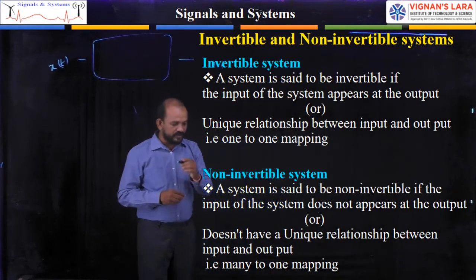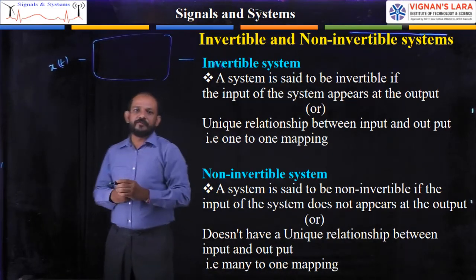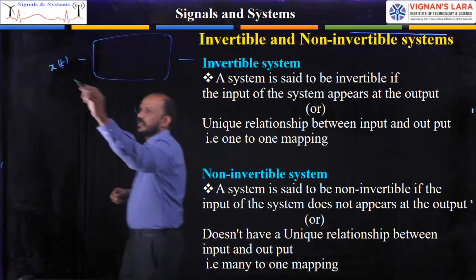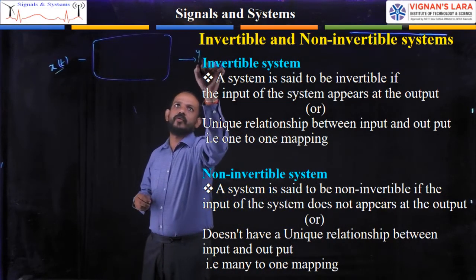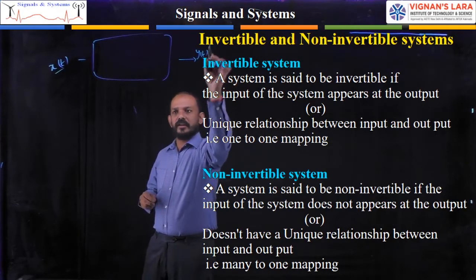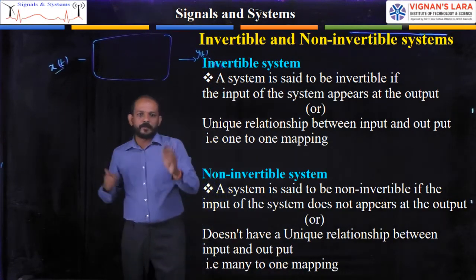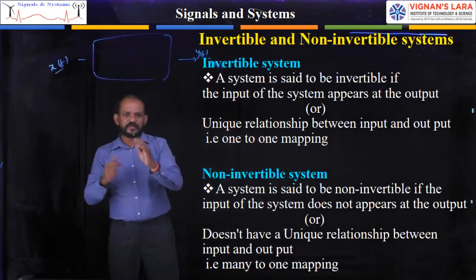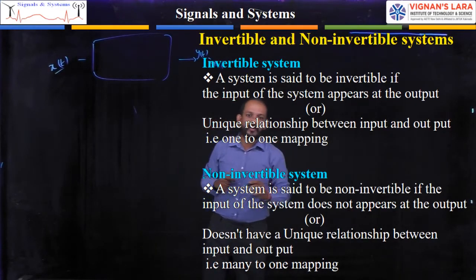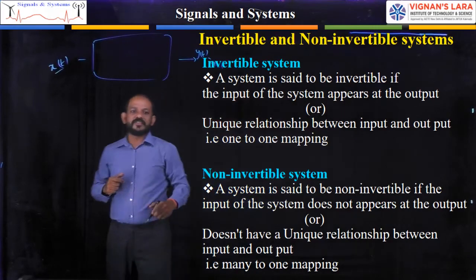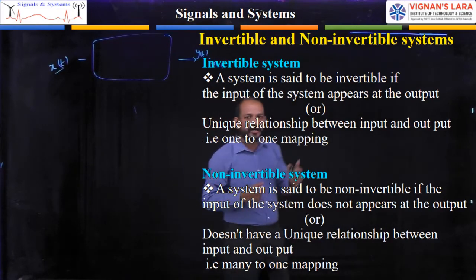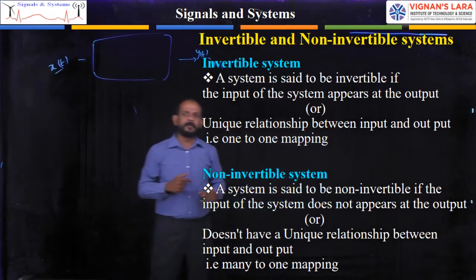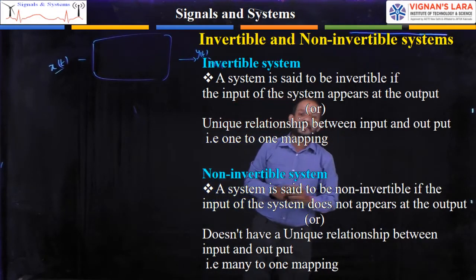Second: a system is said to be invertible if it has a unique relationship between input and output. Let us take this as x of t and here y of t. If between x of t and y of t, that is input and output, there is only a unique relationship, that means there is only one-to-one mapping, then we can call that system an invertible system.